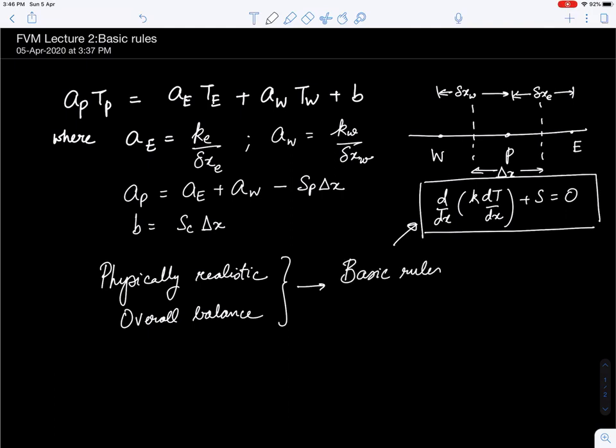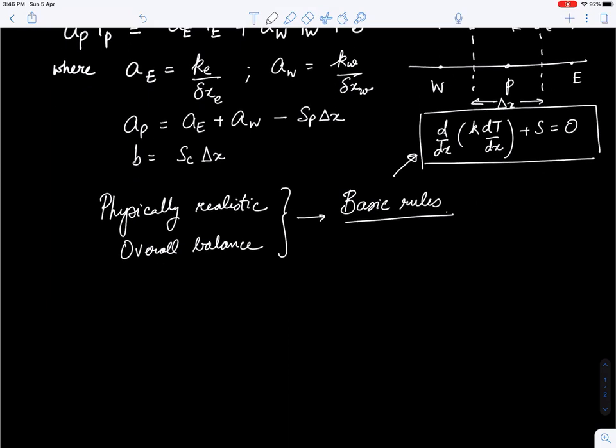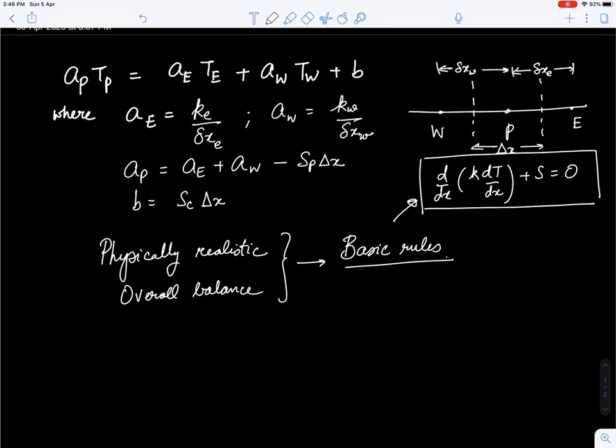So we look at the basic rules that will help us satisfy these two key aspects. In finite volume method there are four rules. Let me introduce each rule at a time. So we'll go by rule 1. The first rule, if I can summarize, talks about consistency at the control volume faces.